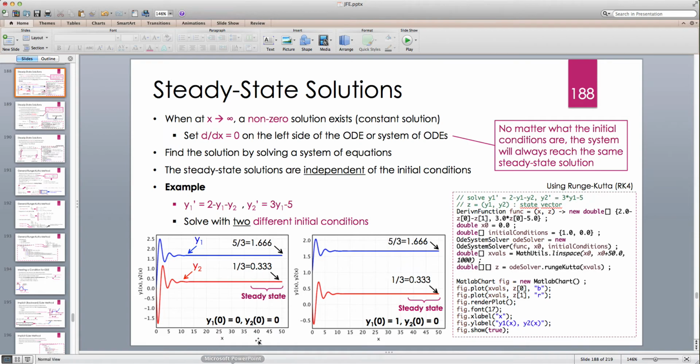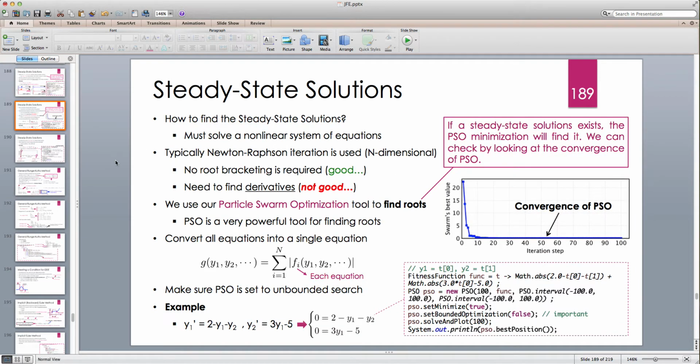again, the point here is that even with different initial conditions, the transient response is different, but the steady state will remain the same. All right. Now, how do we find the steady state solutions? And as I mentioned, we set all the derivatives on the left-hand side to 0, and then we end up with a system of equations.